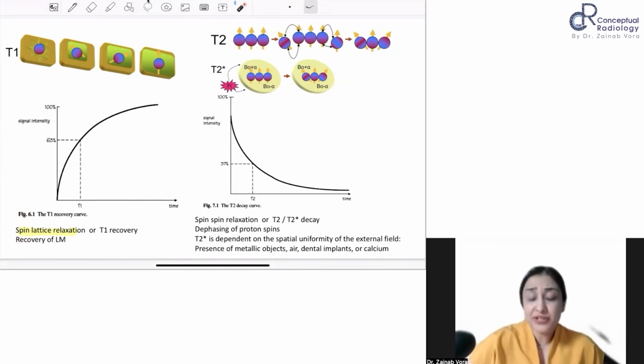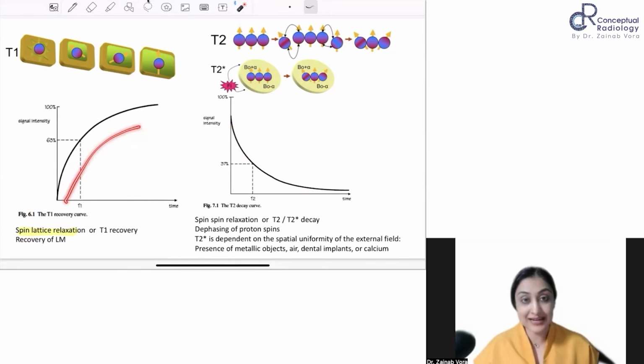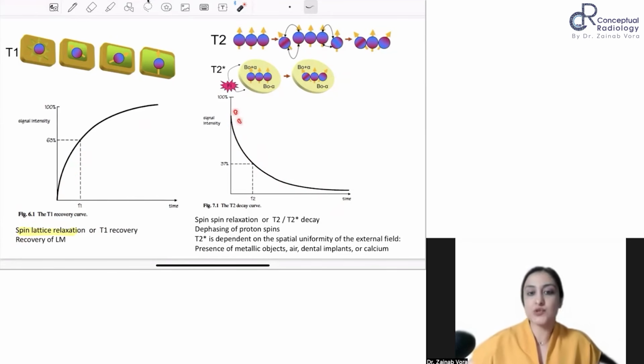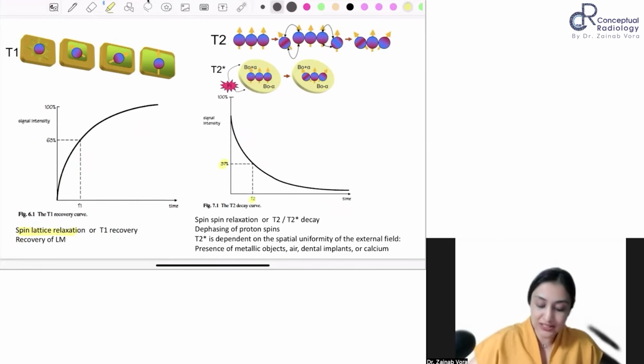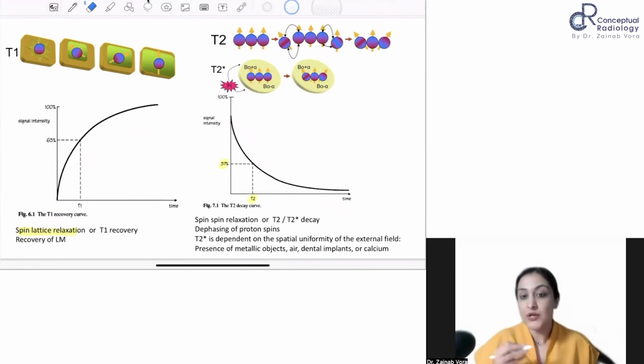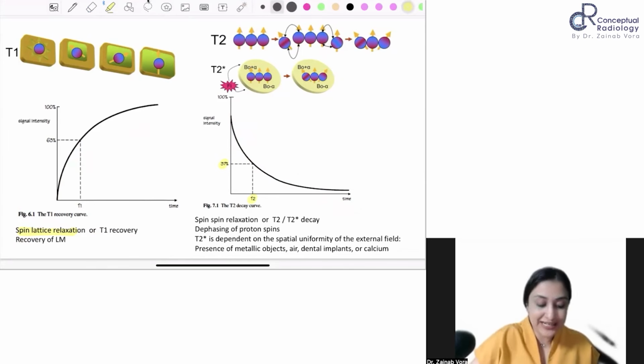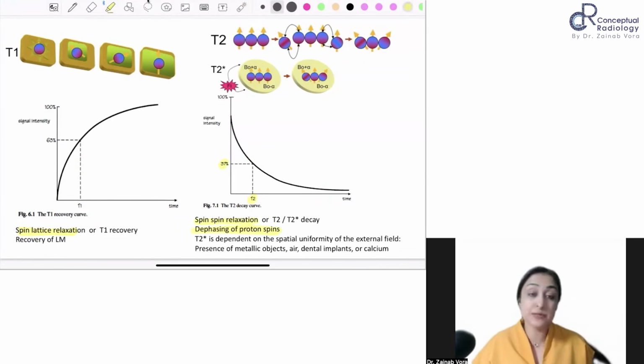Same thing in different words. T2 is how the transverse magnetization decreases. Can I say that? If longitudinal increases, transverse decreases. So this is why we see that the transverse magnetization has reached 37% of its value. So this is what is called as T2 decay. T2 star पे भी आएंगे, but this happens because of dephasing of the proton spins. इसको बोला जाता है spin spin relaxation.